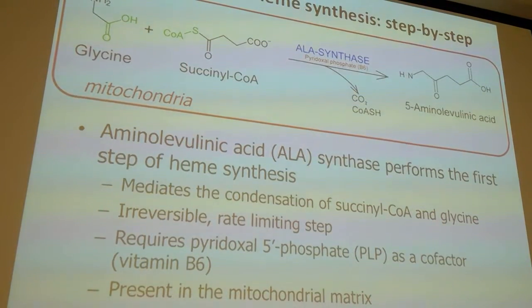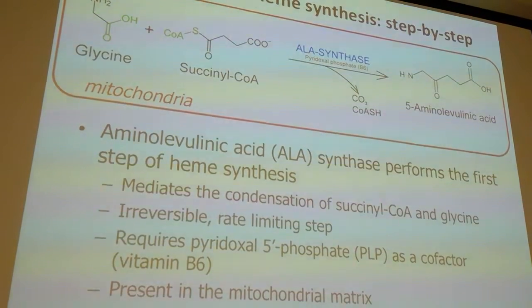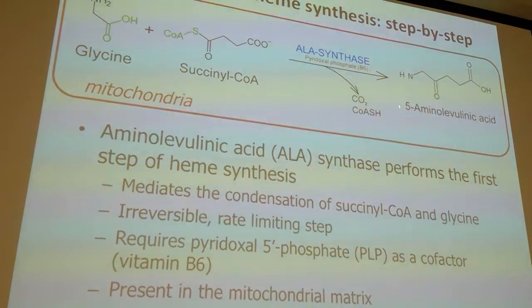So this ALA synthase performs the first rate-limiting step and the committed step in heme synthesis. So not surprisingly, this is going to be a highly regulated step, and I'll tell you about its regulation. In addition, it requires pyridoxal phosphate, or PLP, which is also known as vitamin B6, as a cofactor. Okay? And this is all occurring in the mitochondria. So ALA synthase, aminolevulinic acid synthase, forms aminolevulinic acid from glycine and succinyl-CoA.